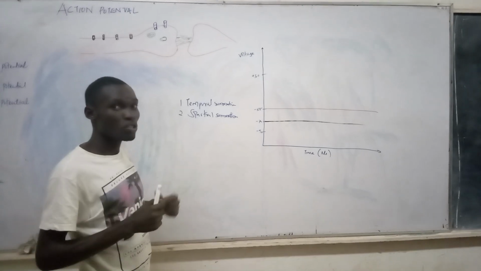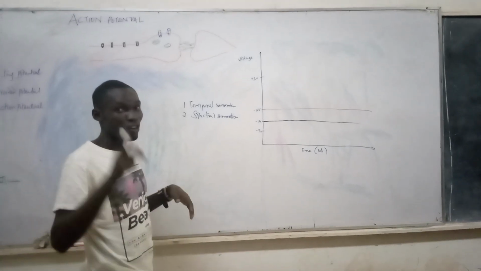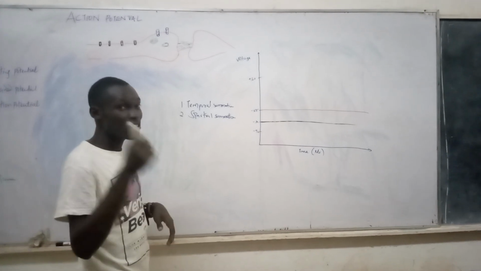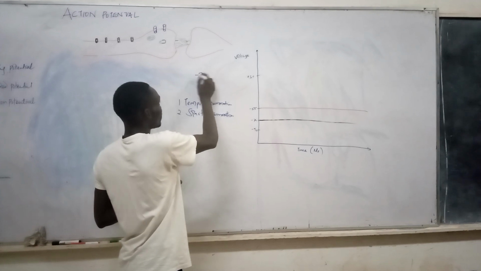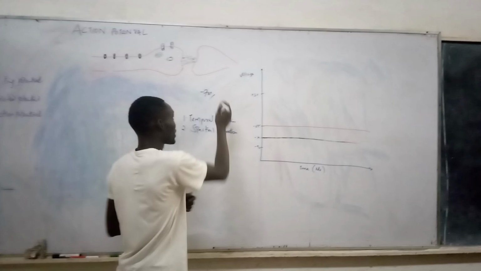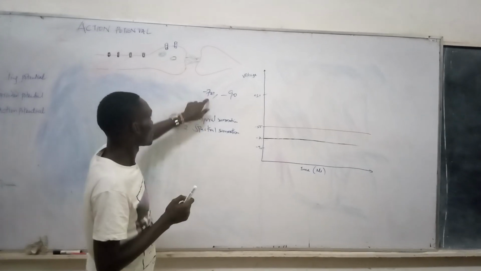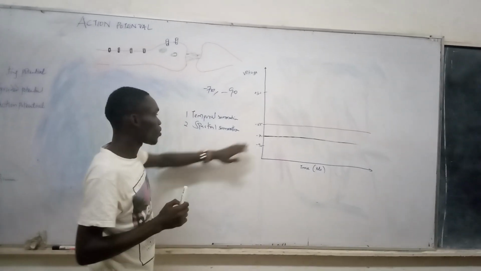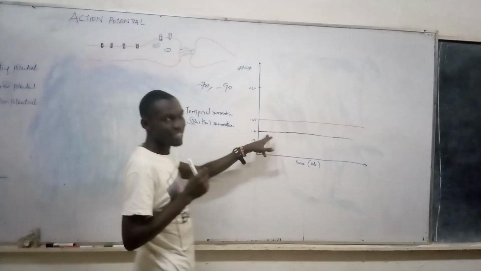So in our previous videos we talked about resting potential and graded potential. Resting potential, the voltage difference for the charge, is negative 70. Though some will tell us negative 90, the majority is negative 70. So when the membrane is at rest, the charge is negative 70.